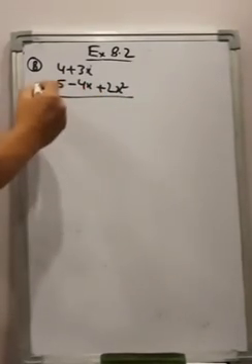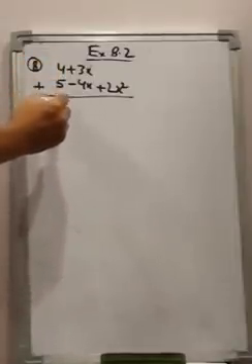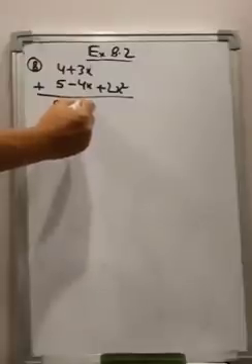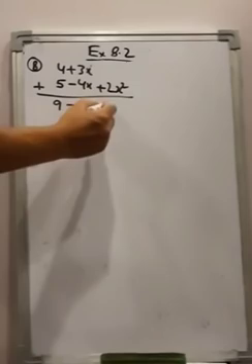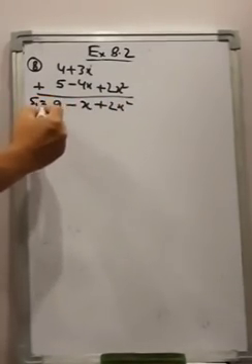So we have to find the sum. So use the plus sign over there. 4 plus 5 is 9, plus 3 minus 4 is minus 1, minus 1x, the 1 we don't write, and plus 2x square. So this is the first sum. So the first sum is this, right?